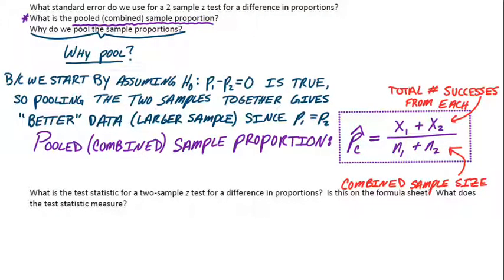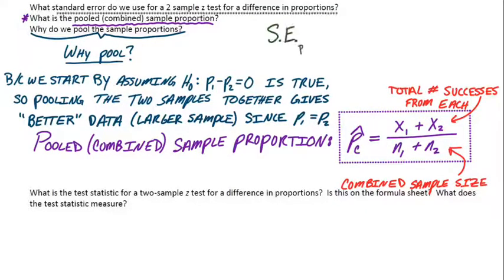And to be clear, this is only for a test, a two-sample z-test for a difference in proportions. It's only for when we're doing a test. We don't start out making our confidence interval assuming that they're the same. But in hypothesis testing, we start out by making that assumption. So we're assuming that p1 equals p2. So pooling our data, in a way, gives us better data.